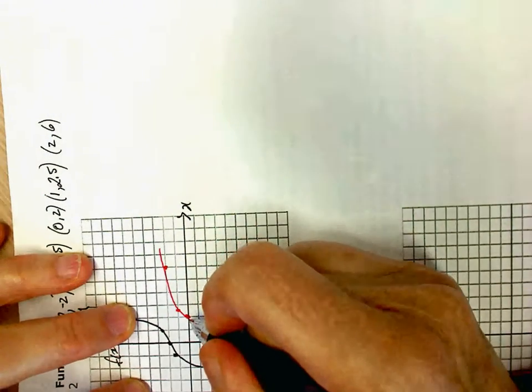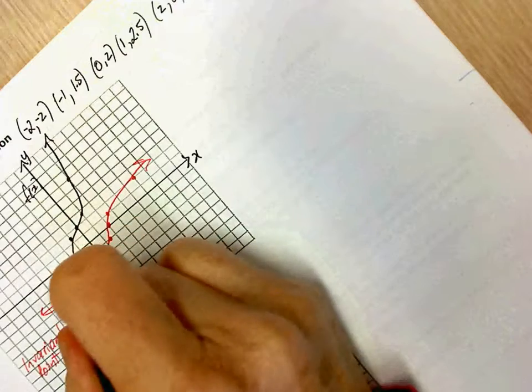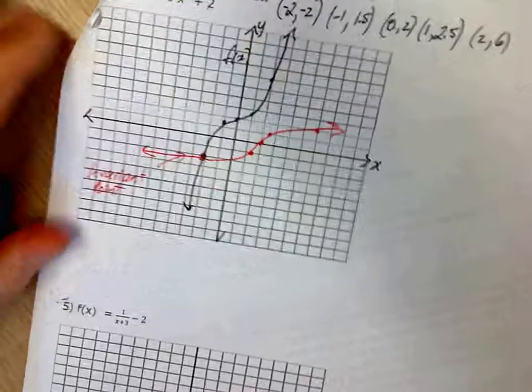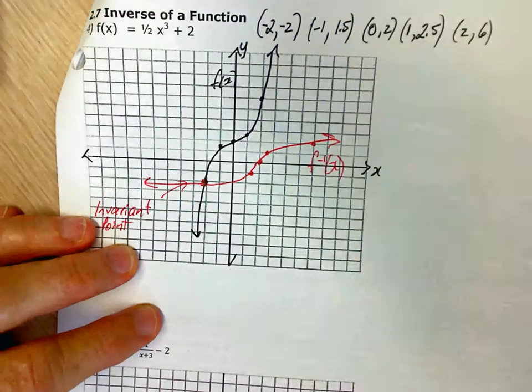Looks pretty much like that. I didn't draw it as well as I could have, but that's pretty good. This is the inverse. This is the original. I guess I got it there.